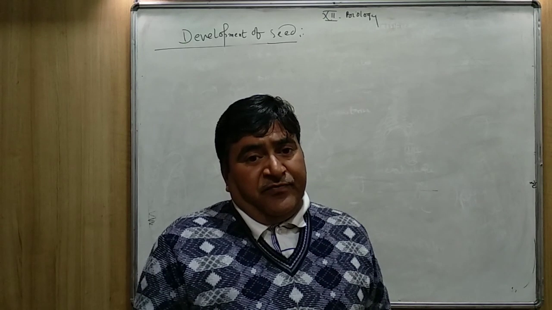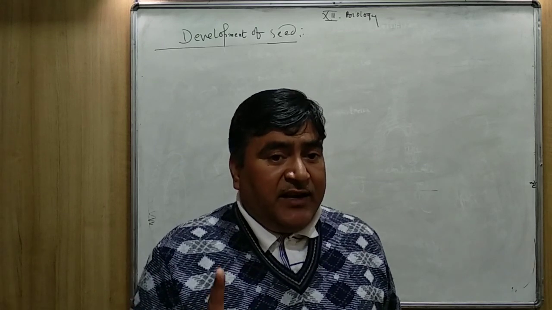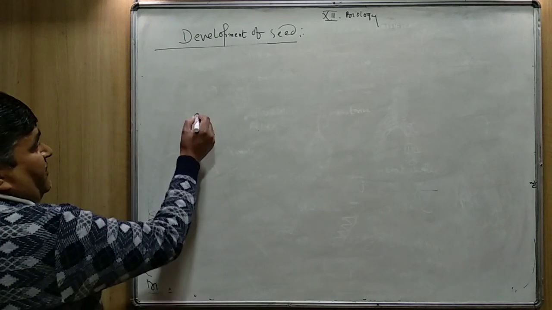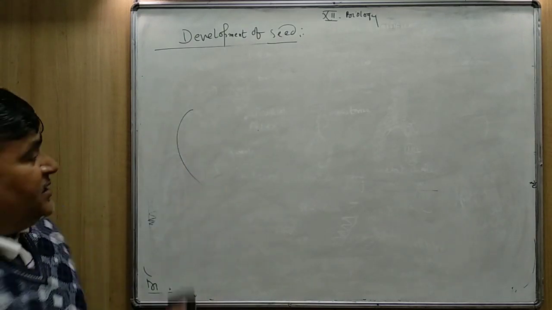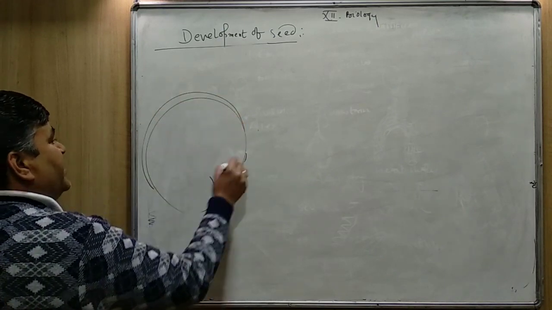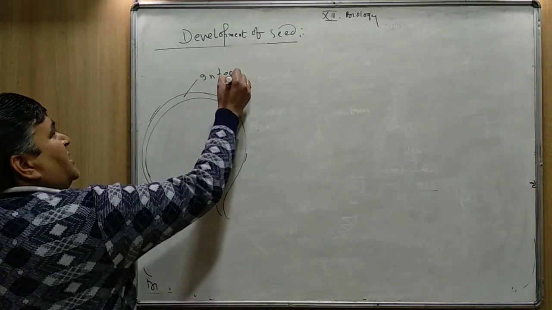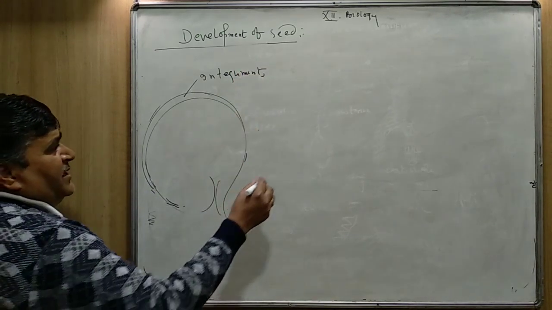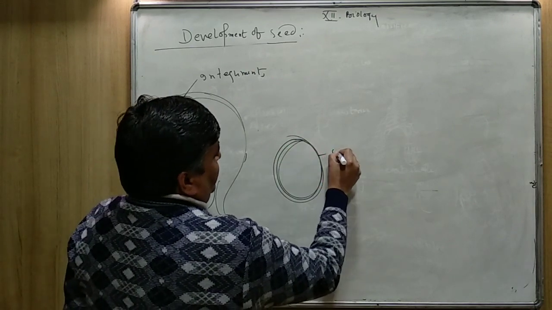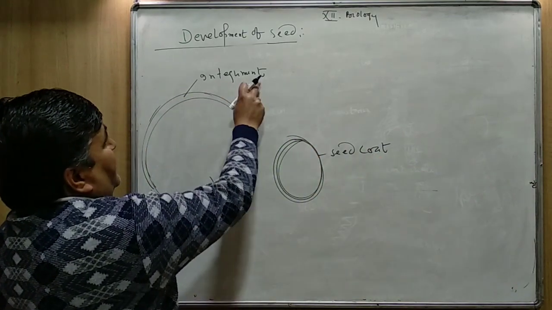So seed is the matured ovule which is formed after fertilization. And especially, as I told you about the anatropous ovule, in the anatropous ovule, the outer covering is integuments. The integuments form the seed coat. This is the seed coat. Means seed coat is the product of integuments.